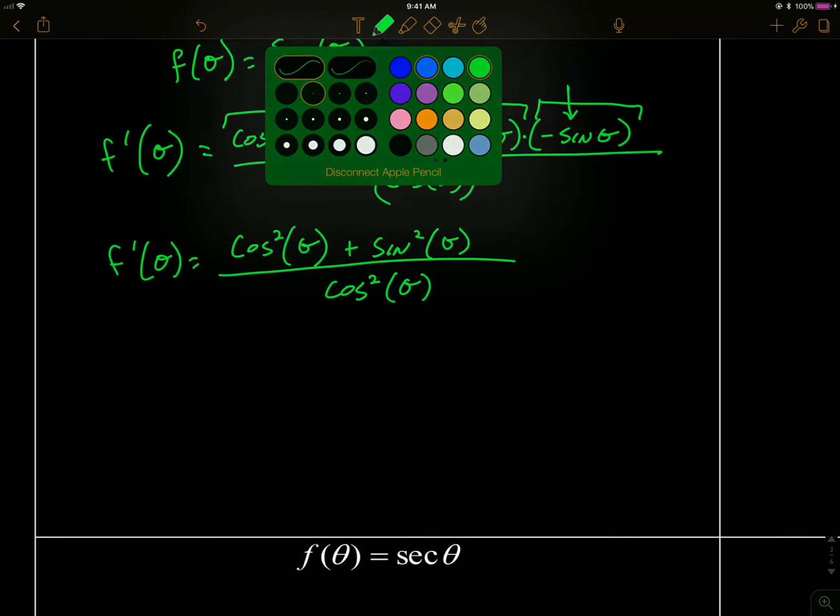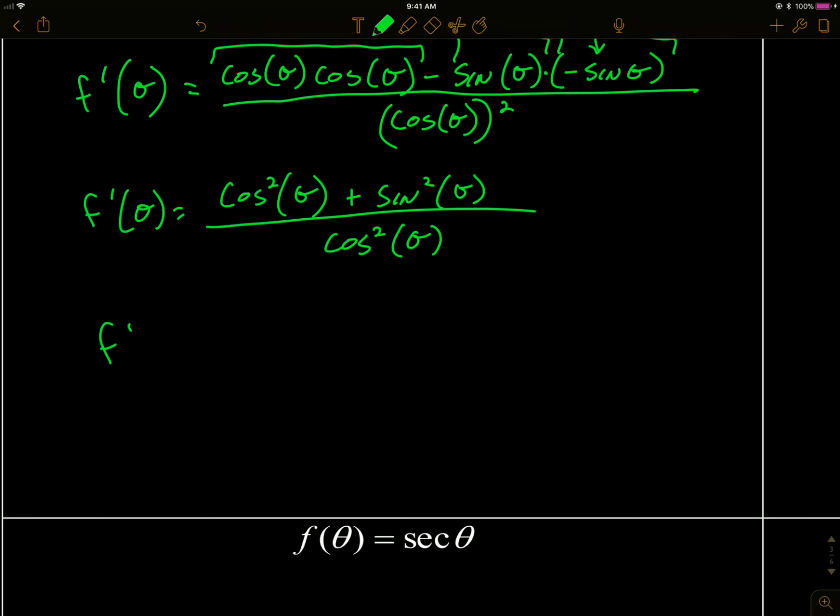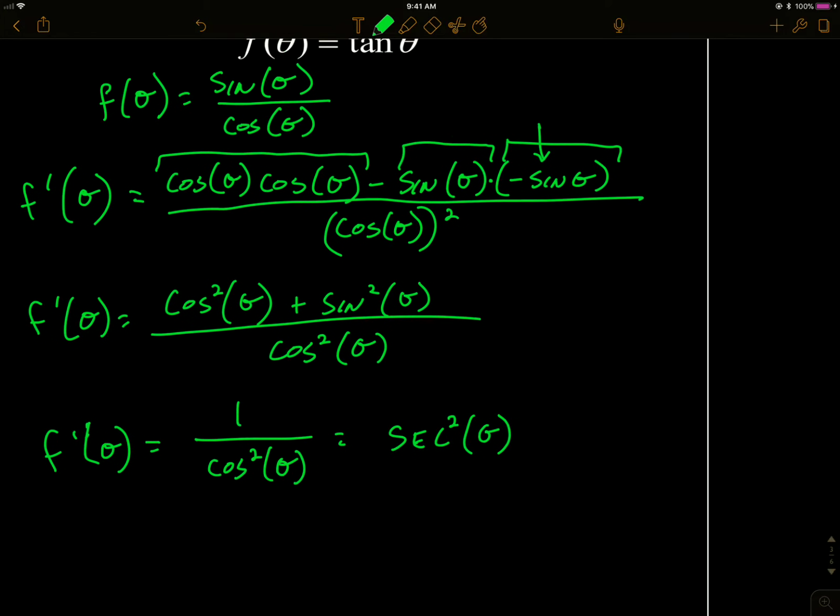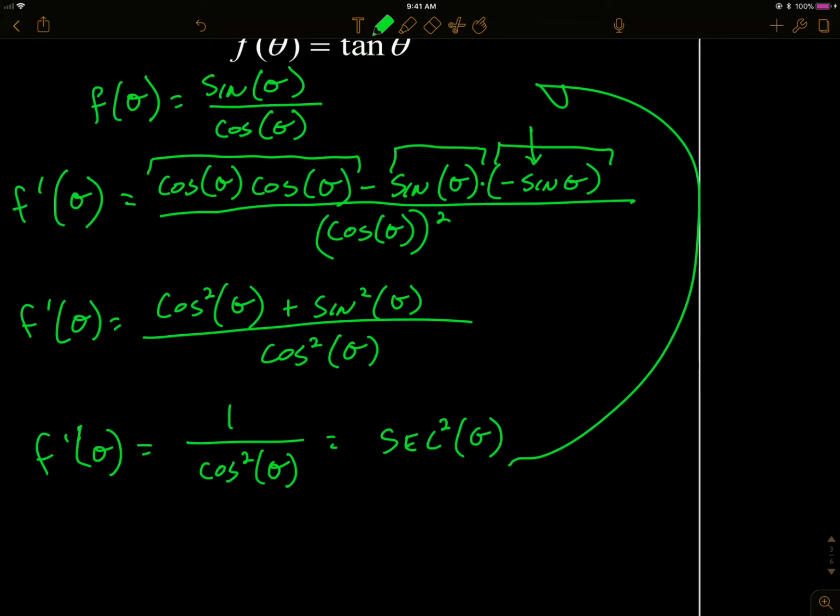Got it? Instead, we know that trig identity up top is just 1. Now we've got 1 over cosine squared. We can rewrite that as secant squared. We just derived the derivative of tangent.